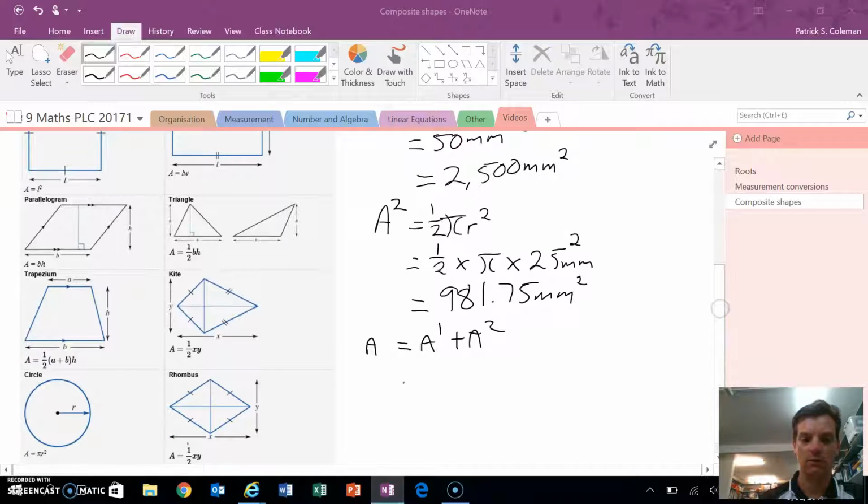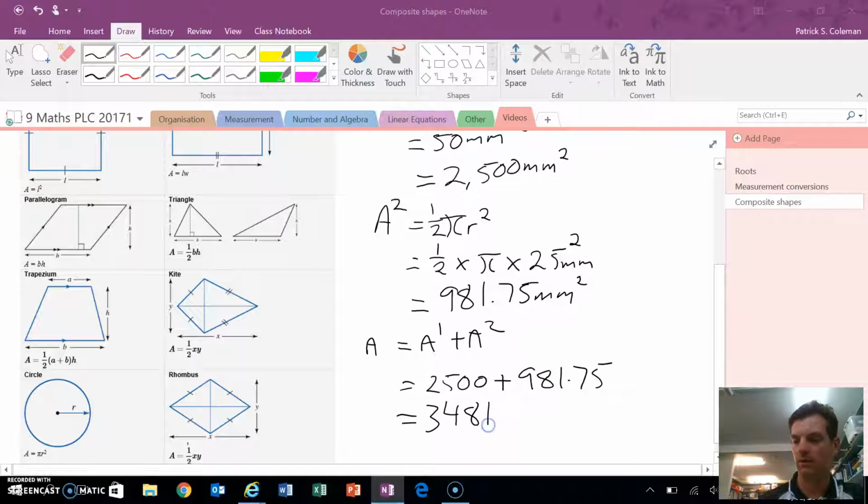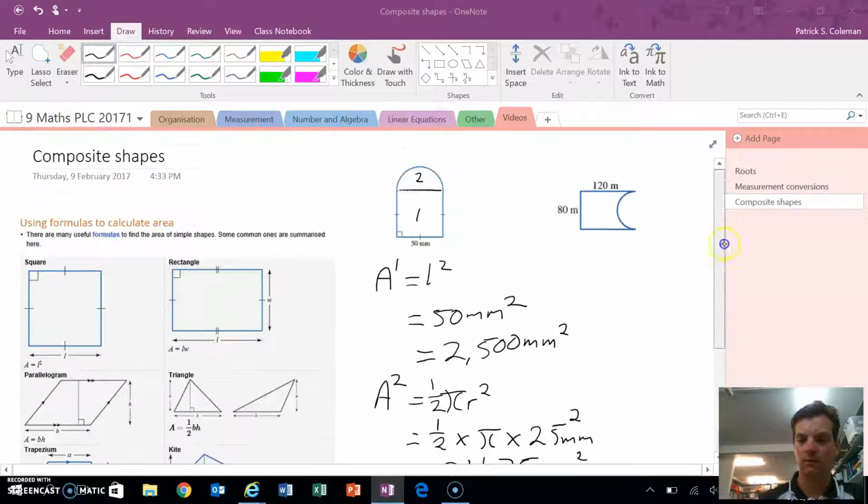We just take those numbers, add them together, and we end up with 3,481.75 millimeters squared. So just to recap on that, essentially what we've done is found the area of this shape here first, and then we've gone through and found the area of the second shape, and we've just added them together.